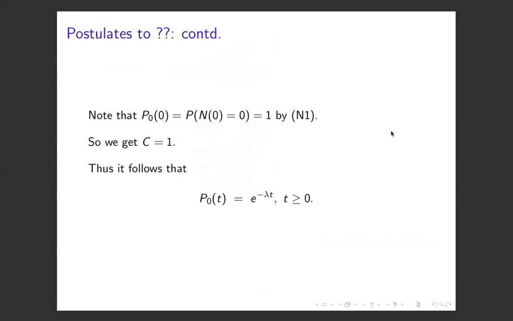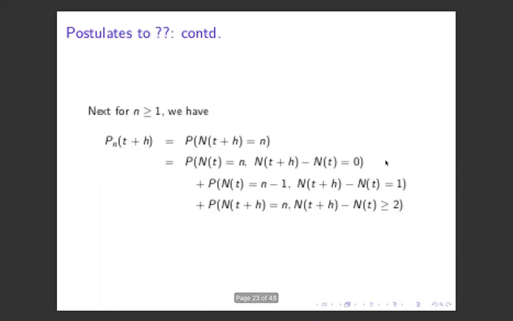Okay, so in the last class, we had seen the 6 postulates for the process, and using the postulates and fairly elementary probabilistic arguments, we had seen that P0 of t, that is probability N(t) equal to 0, that is the notation here, is given by e to the power minus lambda t for all t greater than or equal to 0, using, of course, this initial value, so to say. So today we will look at what happens to Pn.